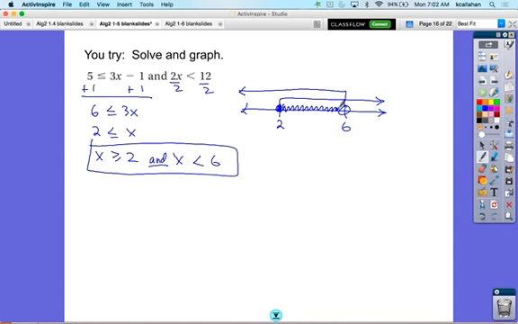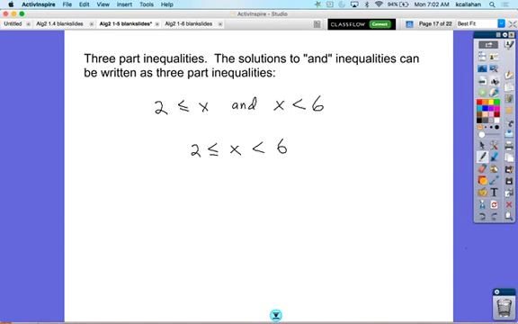Now, again, I can write this as a three-part inequality. Just look at here. The x goes in between those two. Since that's closed circle, it's less than or equal to. Since that's open circle, it's less than. Like I said, an even better way to write a solution to a compound AND. The solution to AND inequalities can be written as three-part inequalities and is preferred. When we get into the next lesson, which is the first real Algebra 2 new material, this comes up even more.